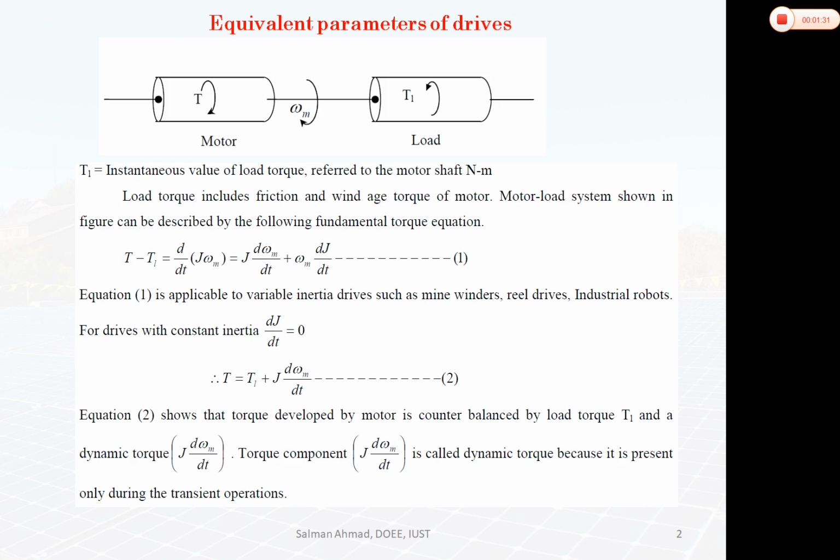In some problems the load torque is given, the equivalent moment of inertia is given, and the rate of change of speed is given, then you can find the motor torque. Similarly, if motor torque, load torque and moment of inertia are given, then you can find in what time the speed will change from this to this, for example from 100 rpm to 200 rpm. In that case you substitute all the parameters and find the time. So this is a very important equation of the motor load system.